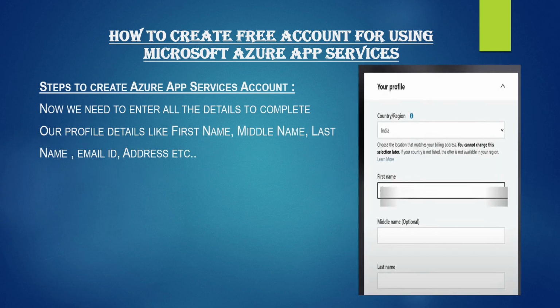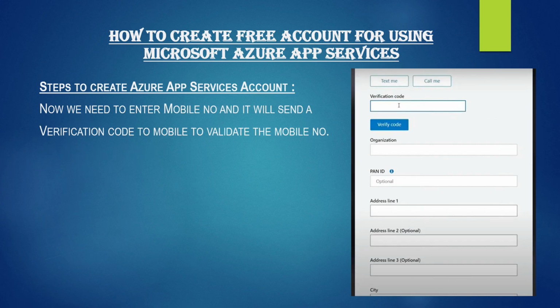And after validating that email ID, a new page will open here. Here we need to create our profile, and you can see that this is the profile page, and on this page we need to select the country or region. We need to enter first name, middle name, last name, email ID, address, etc. So for creating the profile, we need to enter these values.